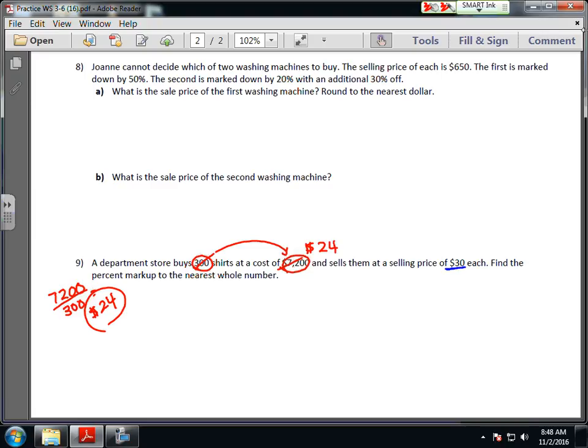If you use this information and this information, and you look back to a problem like number 3, you can finish this problem with no problem at all. So go ahead right now and finish question number 9, and then please go back and complete 7 and 8.